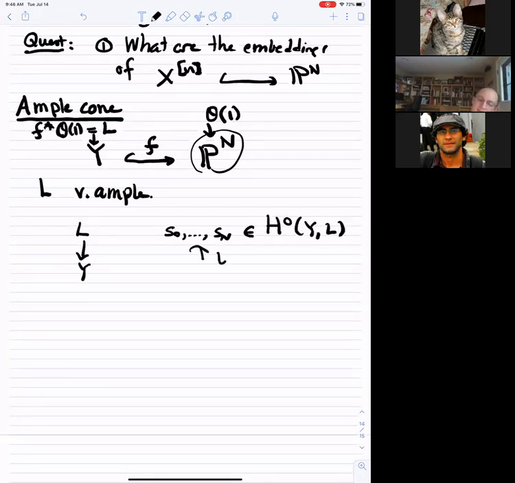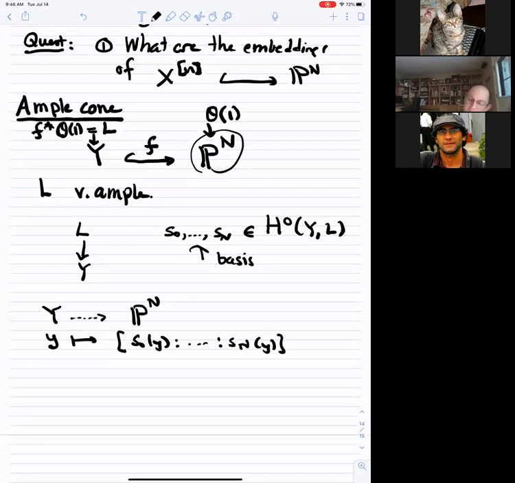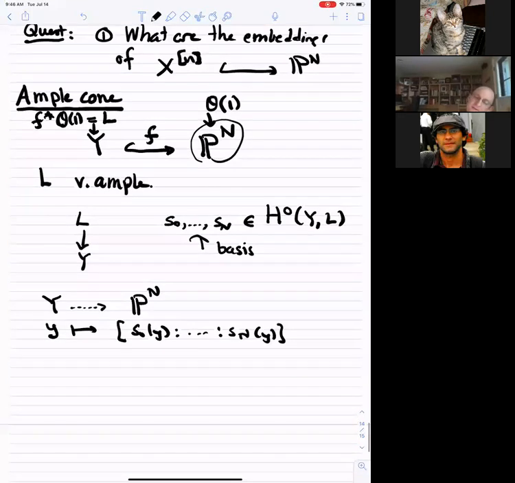So this is a basis. Then you get a map, a priori only a rational map from Y to projective space. What you do is you send the point y in Y to [s_0(y), ..., s_n(y)]. And this is a morphism if the line bundle is base point free. If L is base point free, then this is a morphism, not just a rational map.